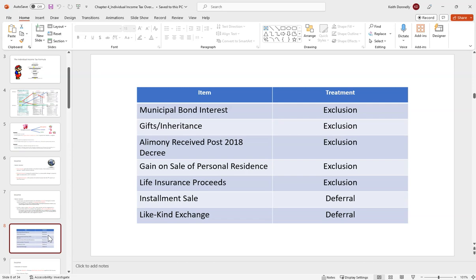Generally, life insurance proceeds, if you're the beneficiary, there are some modifications to this, but general rule, life insurance proceeds are excluded. And then for deferrals, we'll see this at a later point in time. We have things like installment sales and Section 1031 like-kind exchanges. Again, with these situations, we have an economic event. We say we're not going to permanently exclude it. We're going to defer it. So we're not going to recognize it in the current year. We're going to punt, kick the can, defer until a later year when we recognize the income.